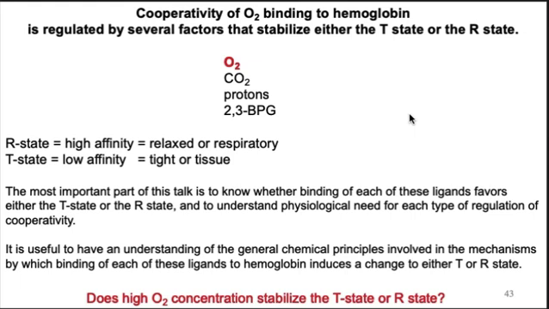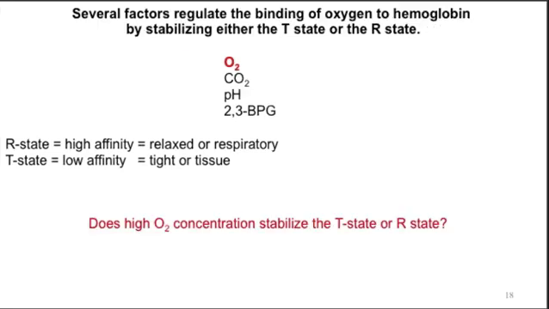hemoglobin for oxygen. In order to prepare for that, we've already gone over it. Will you right now answer, does high oxygen concentration stabilize the T state or the R state? And how does that affect oxygen affinity? You're thinking high O2, we're in the lungs. What do you want to do in the lungs? You want to pick up oxygen. Therefore, high O2 binds to the hemoglobin, stabilizes the high affinity state. Therefore, it definitely favors the R state.